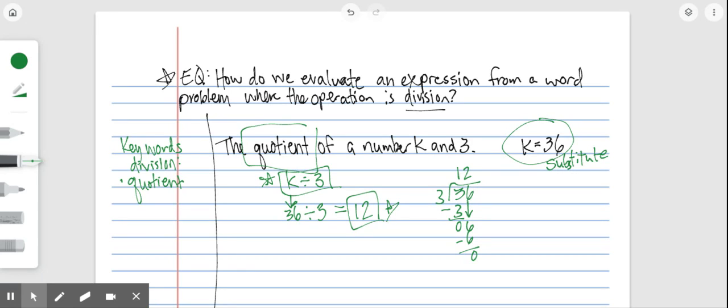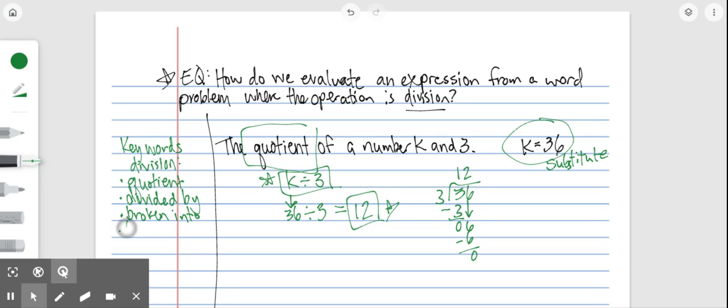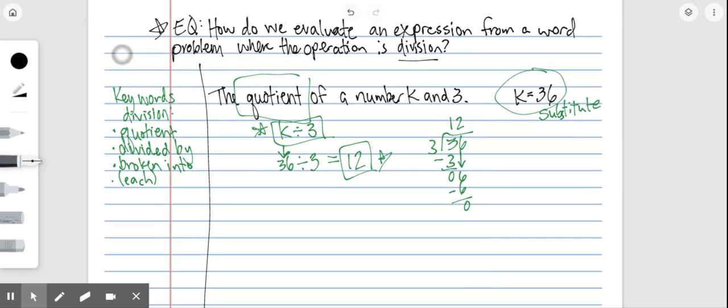So this one was kind of simple because it was just words and you knew what quotient means. So what are some other keywords that mean division? Divided by also means division. Broken into. Okay. And very sometimes the word each. Not all the time, so I'm putting it in parentheses. If you find other words that mean divided by or division, then please let me know and we'll add them to ours. Okay? All right, so let's try another story problem, maybe one that's a little more difficult than this one.